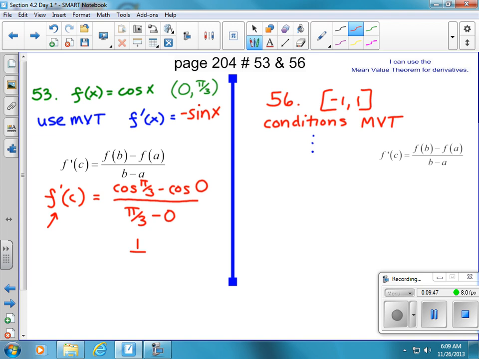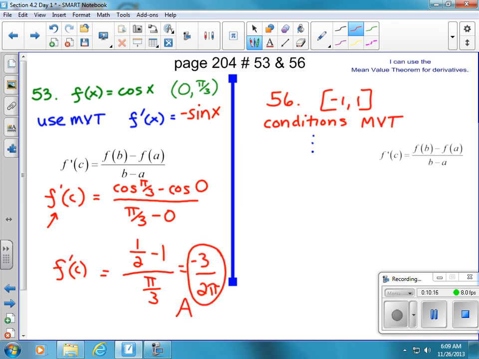All right, so we have 1/2 minus 1 on the top. We have pi over 3 in the denominator. So this problem asks us to do a little legal algebra and calculate the actual fraction value. If you flip the guy and multiply, you get minus 3 over 2 pi. And that is your answer. Happens to be A. The next problem is number 56.